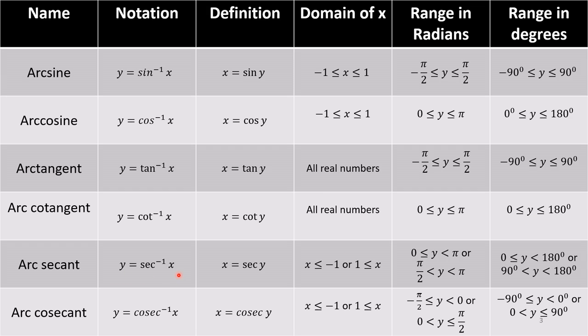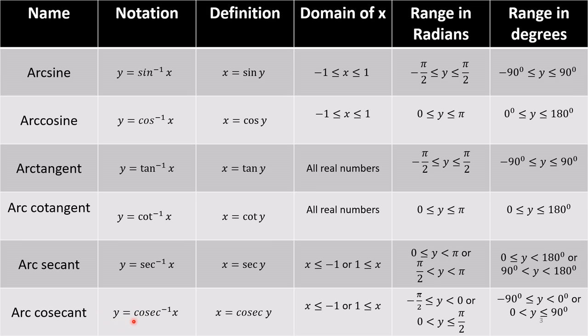Arc secant is also given here. Y is equal to secant inverse of x and x is equal to secant y. Here x should be less than or equal to minus 1 or x should be greater than or equal to 1. And its range is 0 to 180 degrees excluding 90. So 0 is excluded here. Please note here for secant there is no 0. X should be less than or equal to minus 1 or x should be greater than or equal to 1.